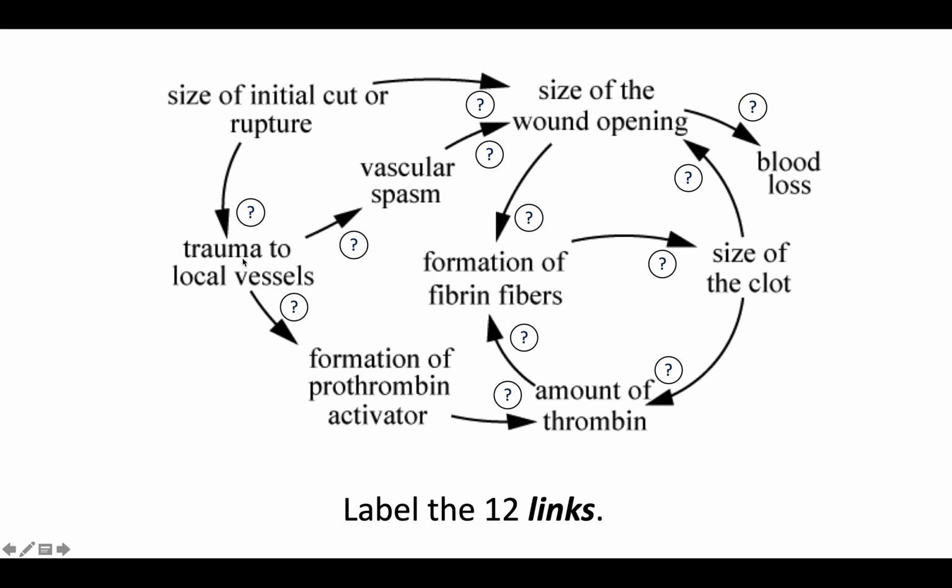And then this trauma, as it increases, well, there's this vascular spasm over here. Now, a vascular spasm is a phenomenon where your blood vessels constrict, and they constrict to reduce blood flow. So if we think about this, trauma to local vessels will probably cause constriction in order to reduce blood flow. So as this increases, so does that. So that's probably also going to be a plus.